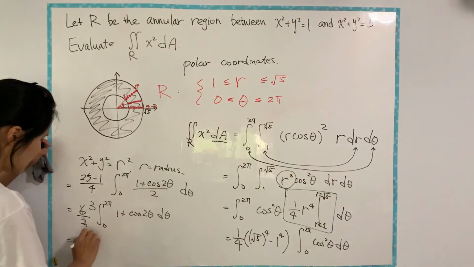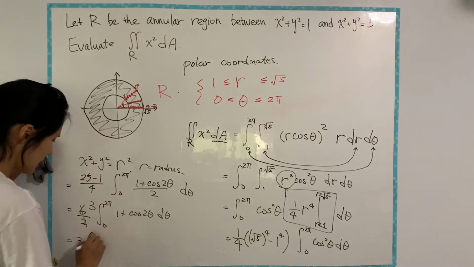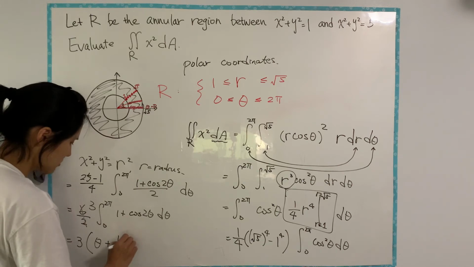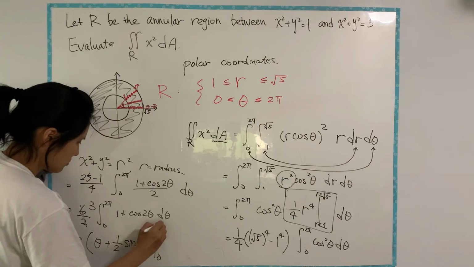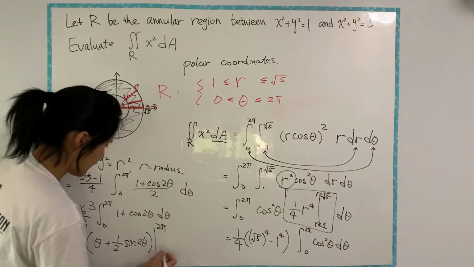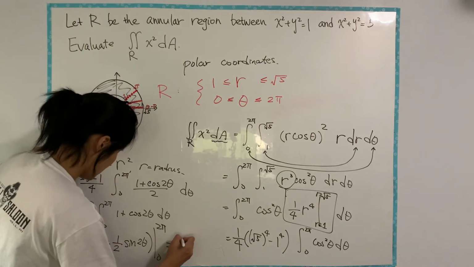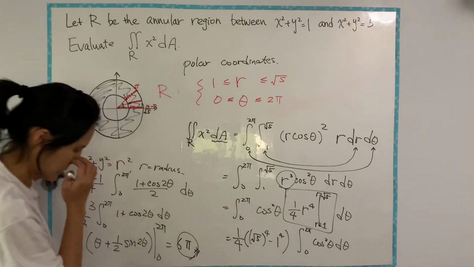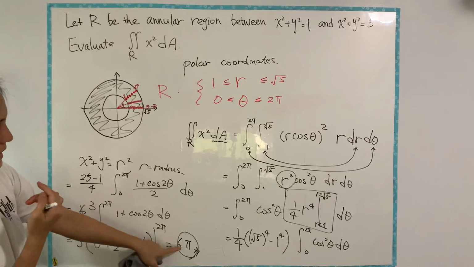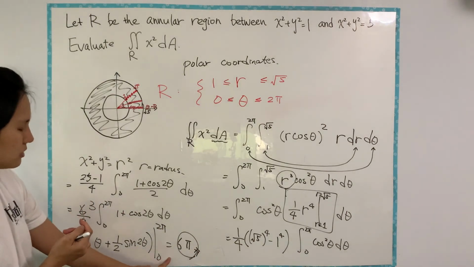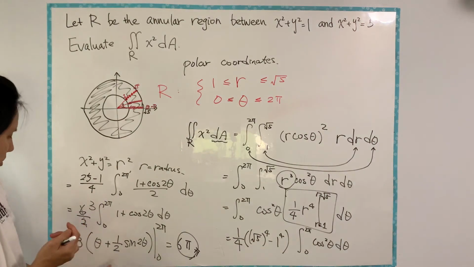So now I have 3 times the antiderivative: 1 is theta, the antiderivative of cosine 2 theta is 1 over 2 sine of 2 theta, and theta from 0 to 2 pi. Evaluate this. I get 6 pi as my final answer. I skipped a step because I don't have enough space, but you do what you need to do to finish the evaluation. What I get is 6 pi.